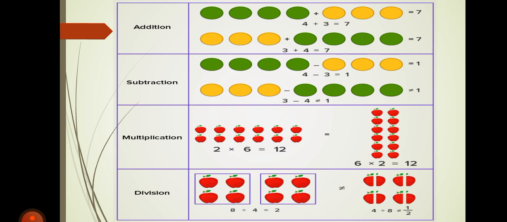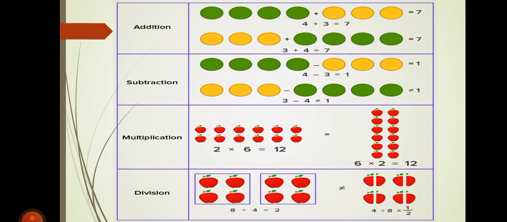For multiplication, we will see the example of apples. There are 6 apples in 2 rows. So 2 times 6 makes it 12. And in another, we have 2 apples in 6 rows. So we have just interchanged the order and we are getting the same answer. So commutative law holds true for multiplication.